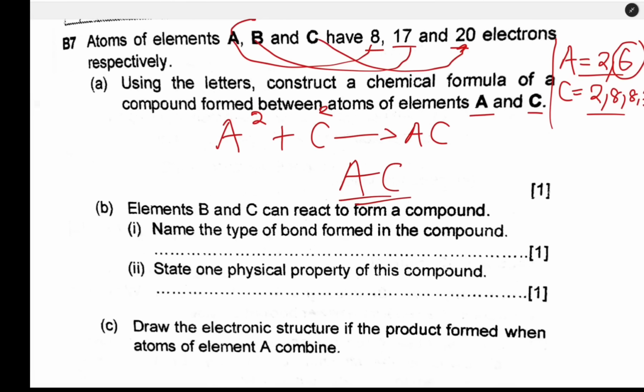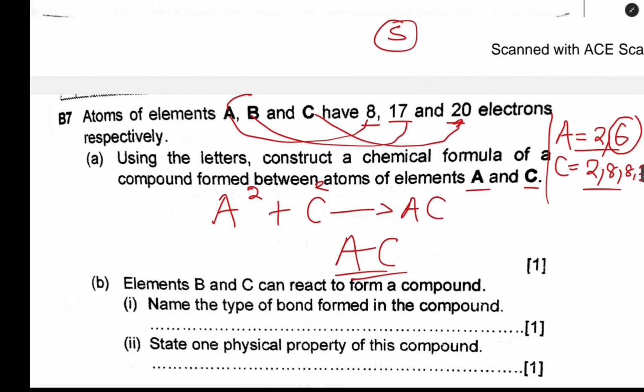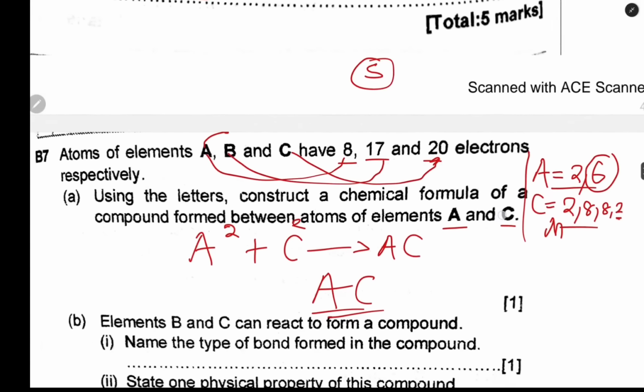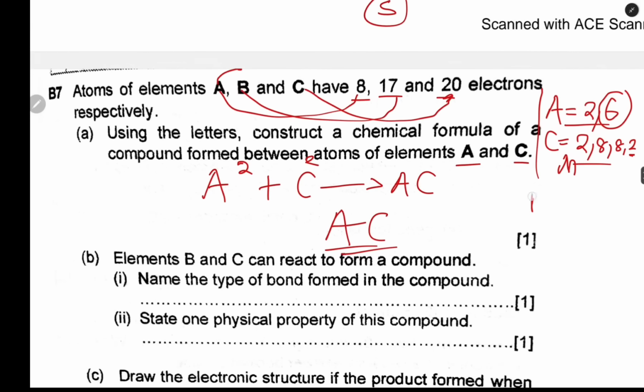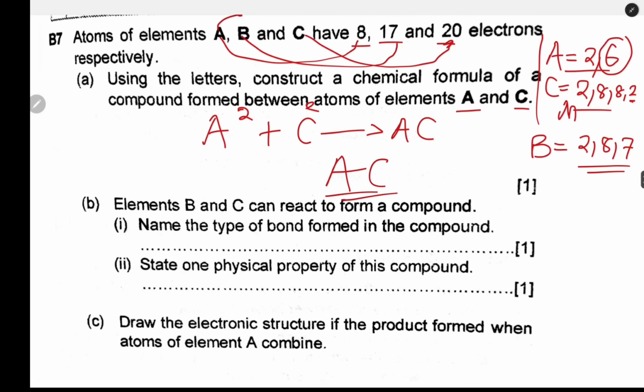Element B and C can react to form a compound. Name the type of bond formed between B and C. Now C, we know that is a metal. Now what about B? So for B, if we were to write the configuration, it is 2, 8, and of course 7. So this is a non-metal. Okay, so you have the reaction between a non-metal and a metal. The kind of compound formed is called an ionic compound.